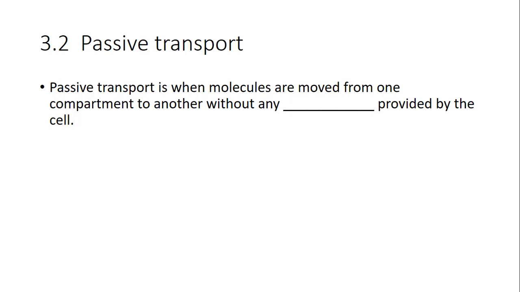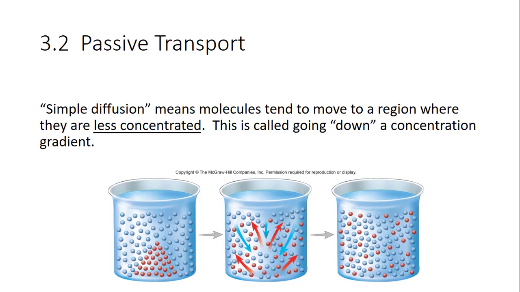Passive transport is when molecules are moved from one compartment to another without any energy provided by the cell. So remember that molecules are always moving. Simple diffusion means that molecules tend to move to a region where they are less concentrated. This is called going down a concentration gradient.